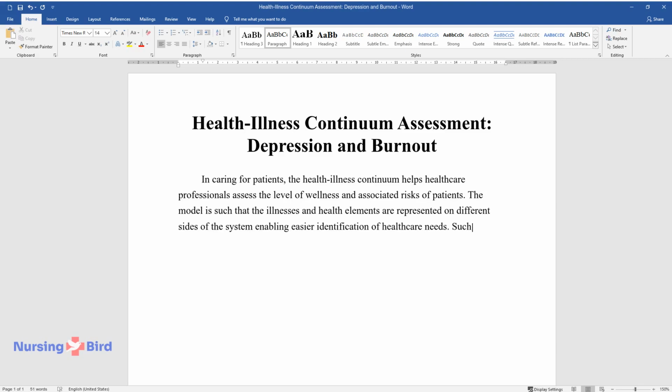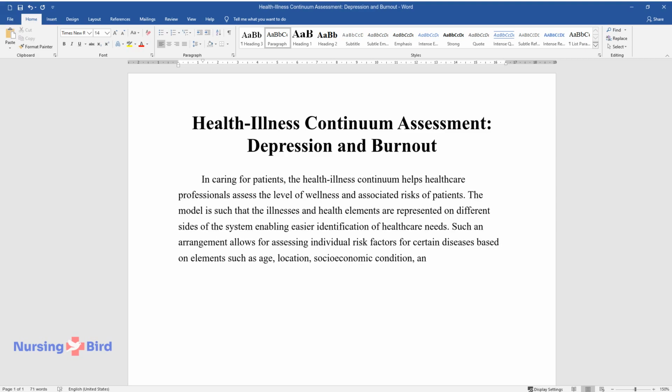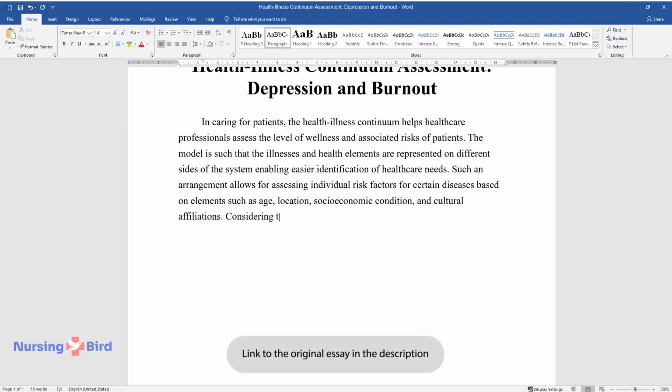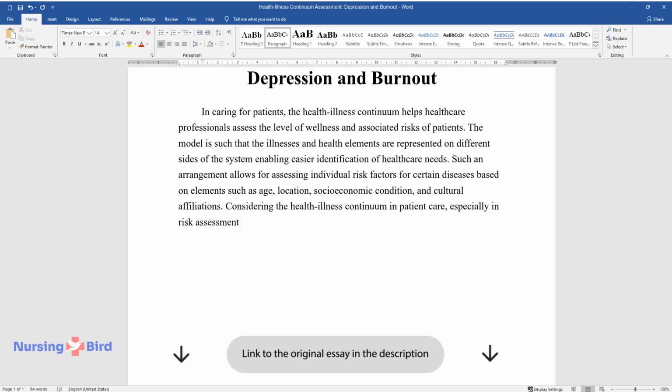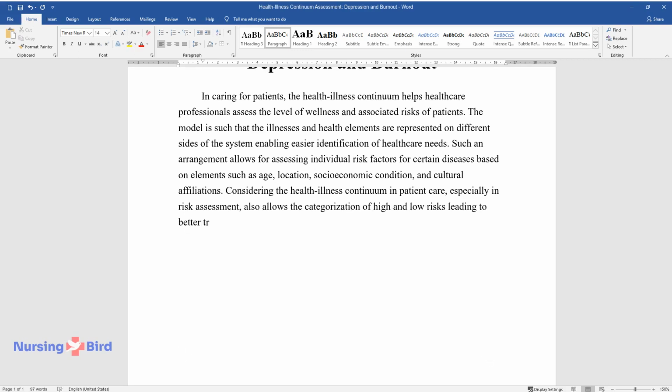Such an arrangement allows for assessing individual risk factors for certain diseases based on elements such as age, location, socioeconomic condition, and cultural affiliations. Considering the health illness continuum in patient care, especially in risk assessment, also allows the categorization of high and low risks, leading to better treatment outcomes.